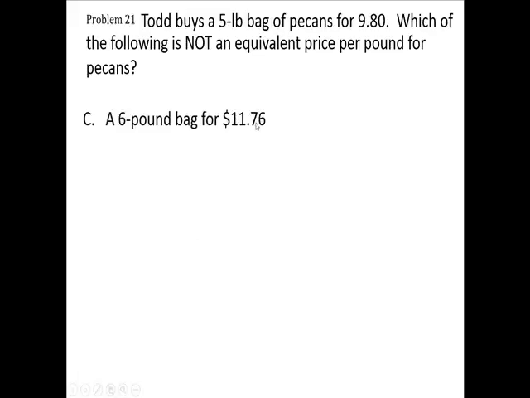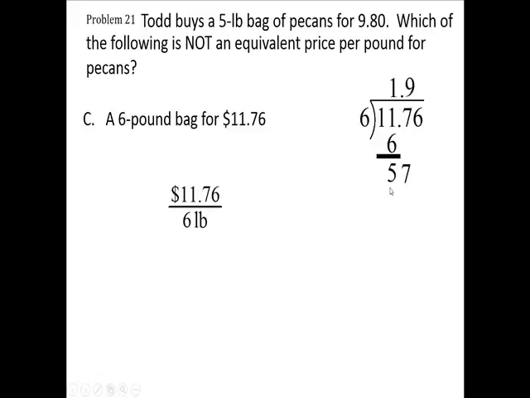So let's see. Answer C, we're going to take 11.76 divided by 6. 6 into 11, 1 time. 1 times 6 is 6. Subtract, 57, bring the decimal straight up. 9 times 6 is 54. Subtract. 6 times 6 is 36. We're still getting $1.96. So C is right and B is right. The one that's not equivalent so far is A.